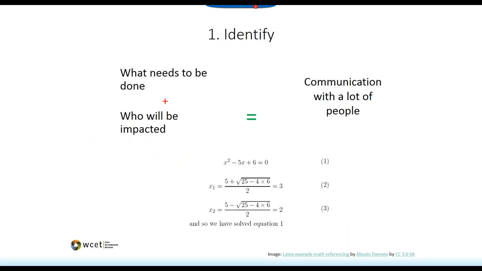When I speak about identifying, what I really mean is identifying what needs to be done, and identifying who or what will be impacted by that. And I found that by doing that, you end up communicating with a lot of people along the way, and you end up finding those main stakeholders that you need on a particular issue. And while you do so, you make your name known along the way.